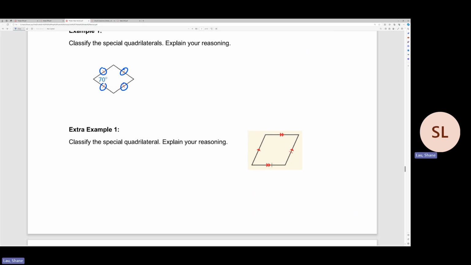But you have to really make sure you're going through that checklist. I know that this is a rhombus right now because it doesn't have 90-degree angles. This 70-degree angle rather is going to stump that. So I know for sure because of this 70-degree angle, I know that this must be a rhombus.